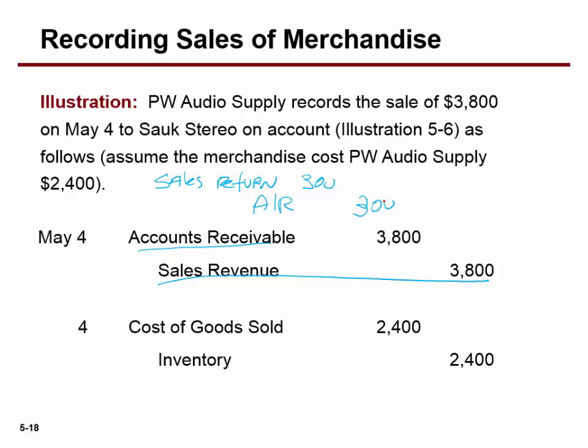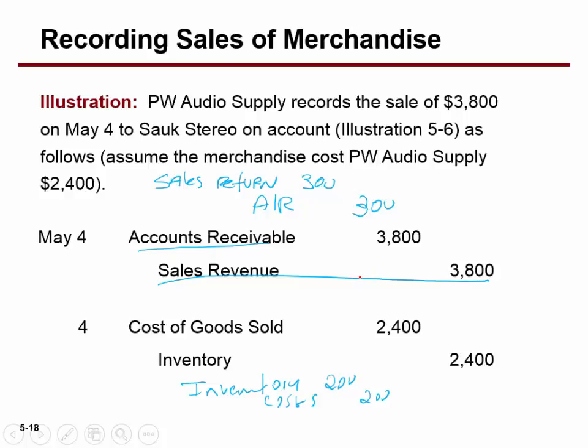And I don't know what they paid for that stuff, but if they paid $200 for it, they're going to do what? They're going to debit inventory for $200 and credit what? Cost of goods sold for $200, right? That's for the return. Put the stuff back in inventory, reduce my cost of goods sold. That says cost of goods sold. COGS is cost of goods sold.